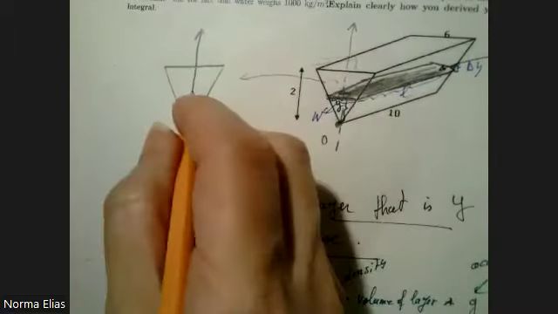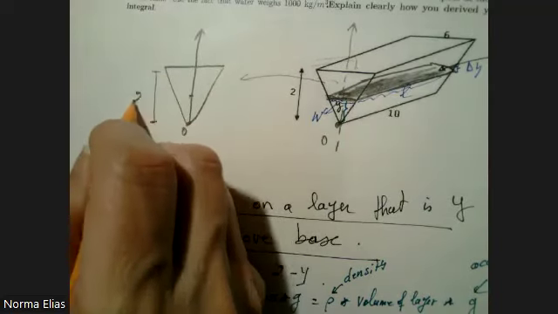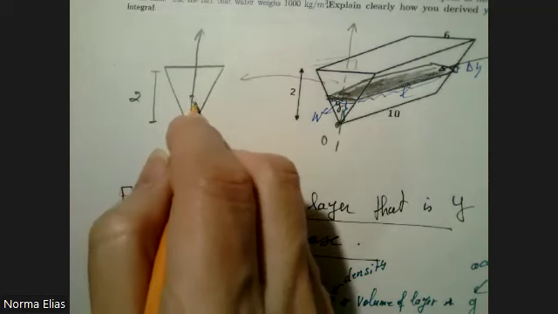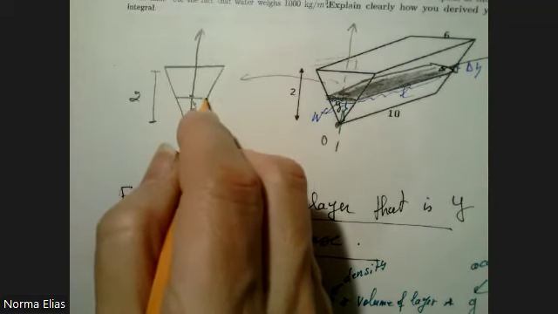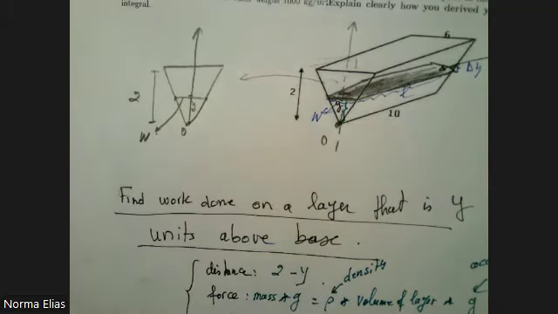That's this rectangle, I reproduce it. This is 0. From here to here, that's my 2. And this is my y, and I need to find the width. The width is this one. That's the width. All right.